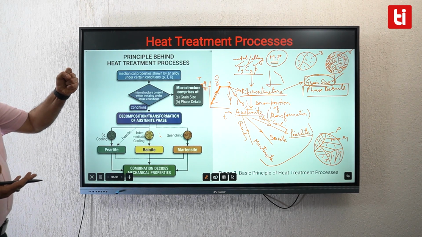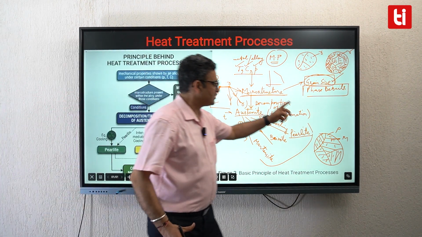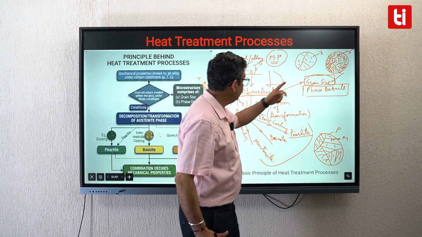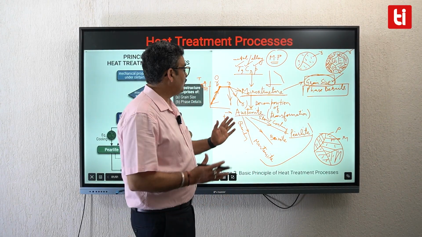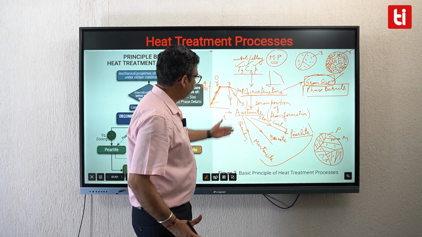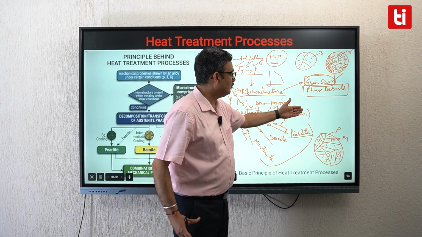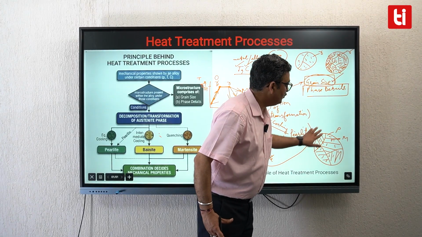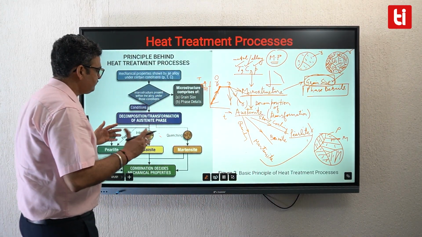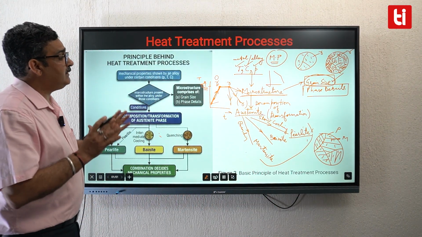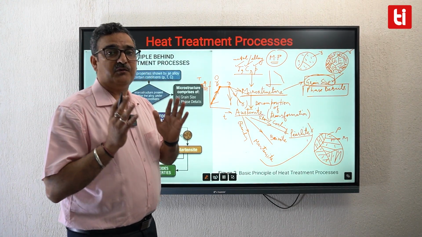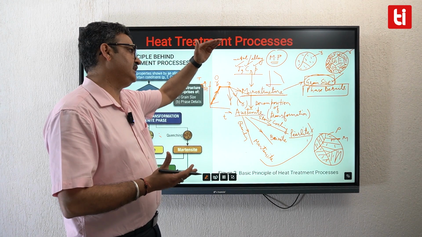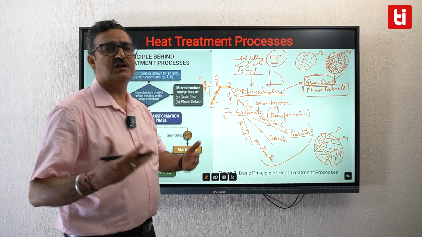Properties are given by microstructure. Who gives the microstructure? Transformation of austenite. So what does the heat treatment process do? It first forms austenite in the steel, makes it chemically homogeneous, finally cools it and gets the particular phases that you wish to see. And you just have to know what type of microstructure would give what type of mechanical properties, and then you should know what type of processing has to be done during heat treatment to get that microstructure.